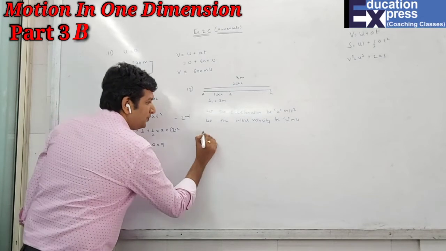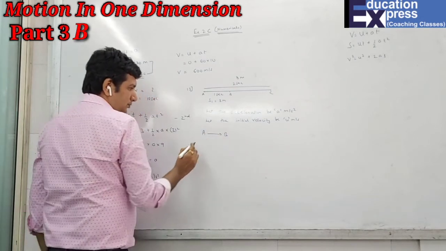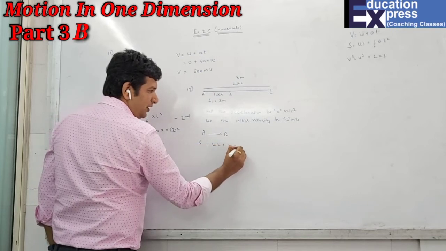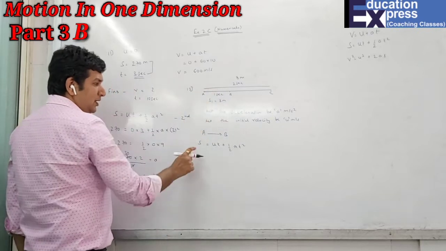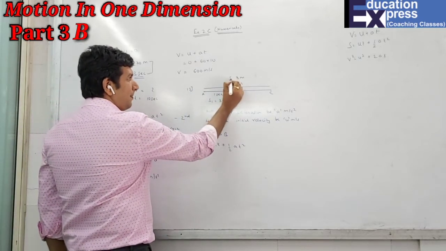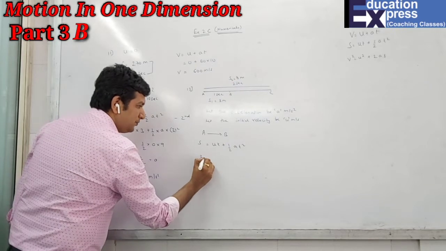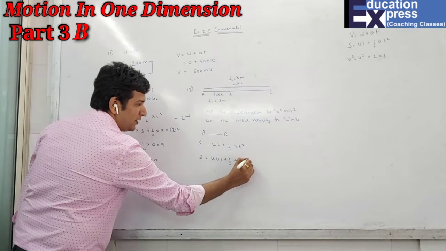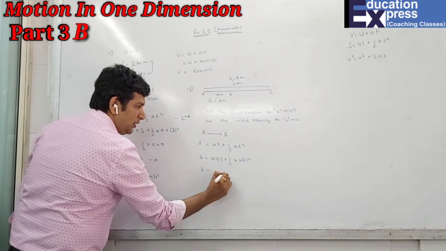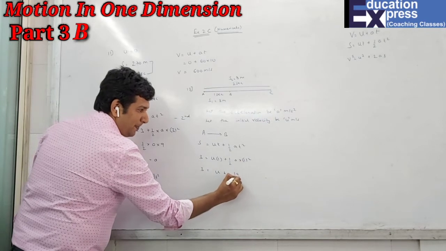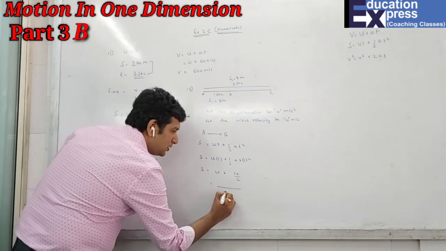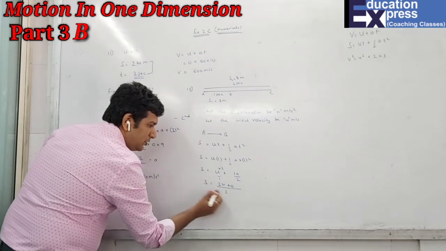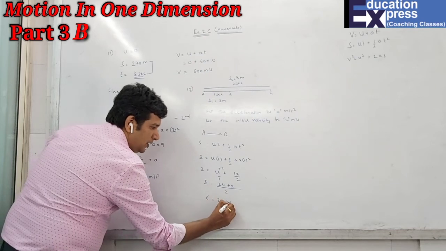In the first case, A to B, s = ut + half a t square, because displacement and time are both available. Displacement in the first case is 3 meters. u we don't know, time is 1 second, half, acceleration not available, time is 1 second. So 3 = u + a/2. LCM 2. So into 2: 2u + a, 3 twos are 6, 2u + a.